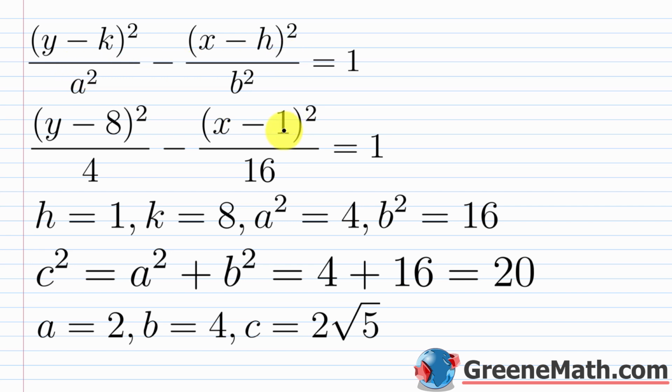So your h is going to be 1 and your k is going to be 8. So that's pretty straightforward because this is a minus and this is a minus. This is a minus and this is a minus. So again, h is just 1 and k is just 8. A squared is 4 and b squared is going to be 16. So that means a is 2 and b is 4. And then again, c squared is going to be a squared plus b squared. So 4 plus 16 is 20. And if you take the principal square root of 20, you get 2 times square root of 5. So that's going to be your c.